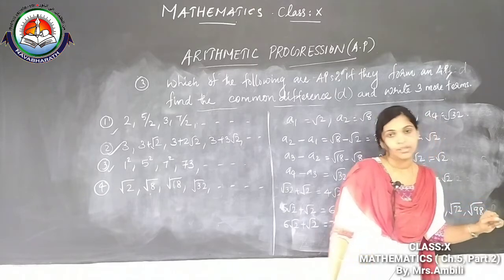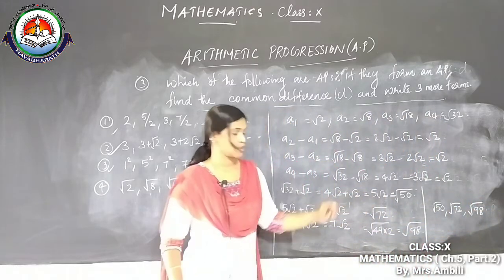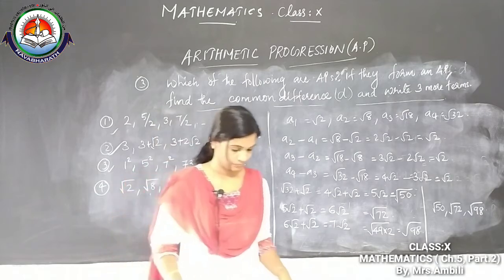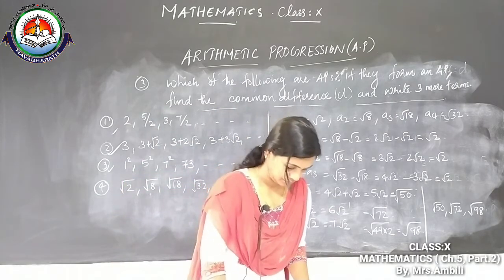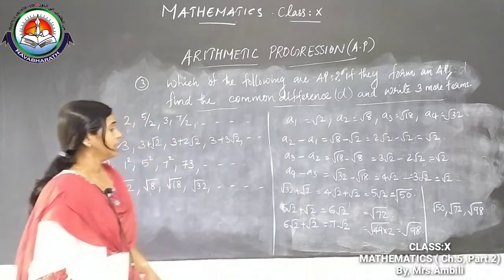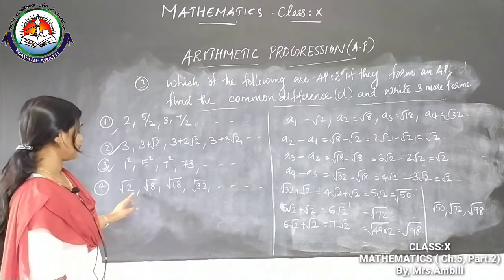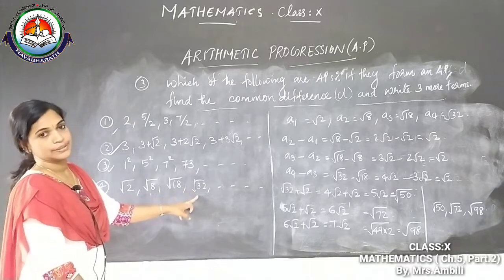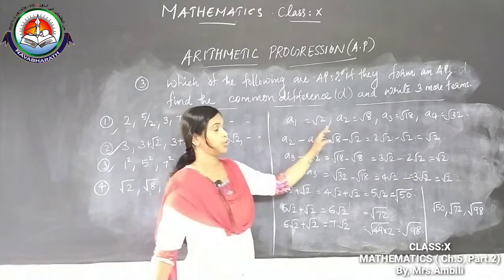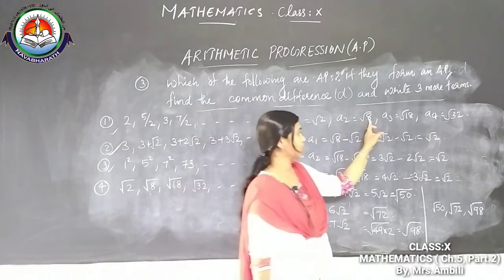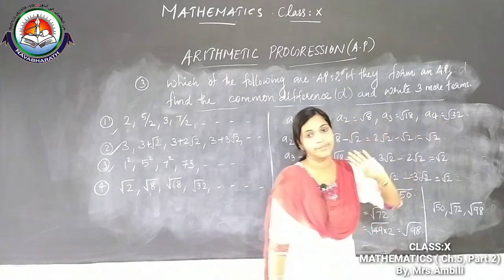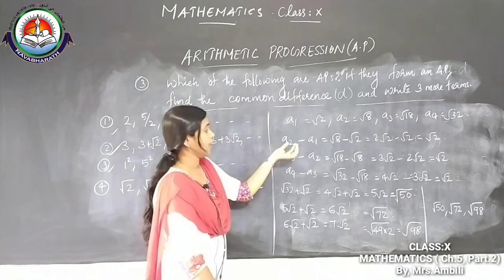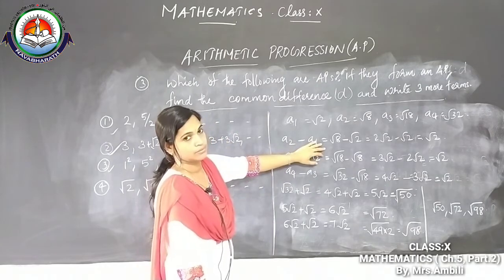Okay, if you need, I will explain it once more. Last question. Here you look, this is our question: root 2, root 8, root 18, root 32. So A1 equal to root 2, A2 equal to root 8, A3 equal to root 18 and A4 equal to root 32.